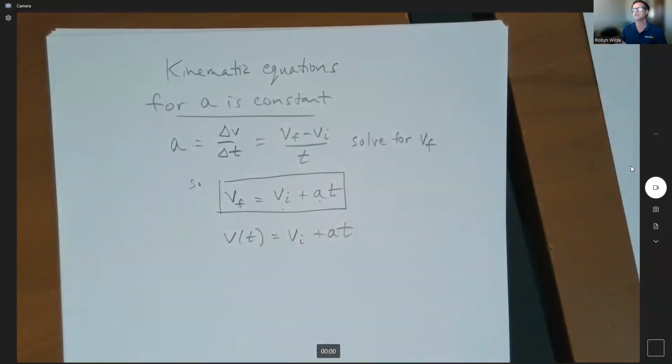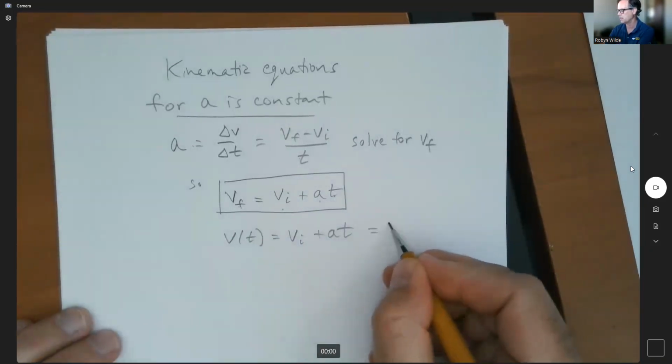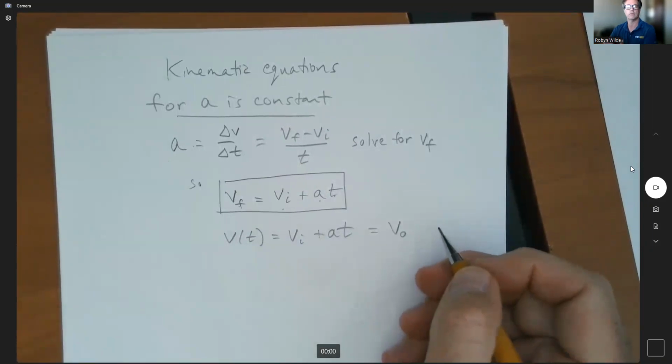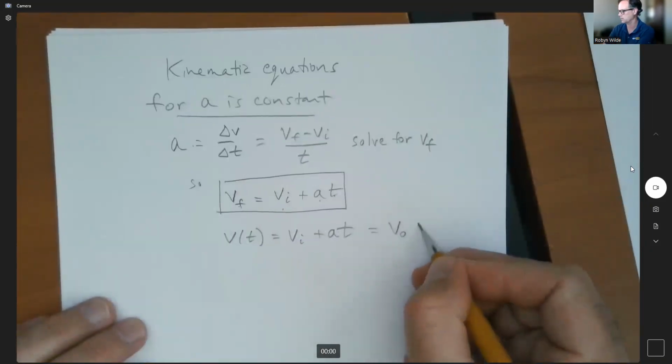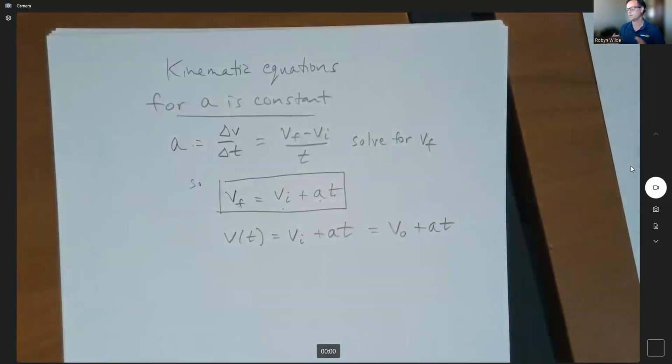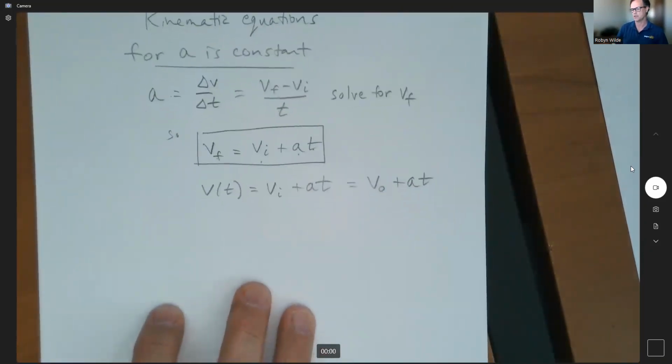Sometimes you'll see these kinematic equations written a little differently. Instead of vi, people might use v0 or v naught for time equals 0. So just be aware that I may write them in a certain way, but they could be written in the book or in other places a little bit differently. So this gives us our first kinematic equation.